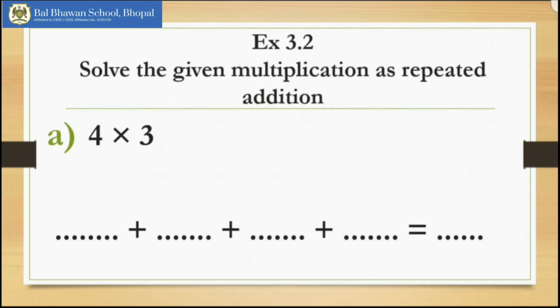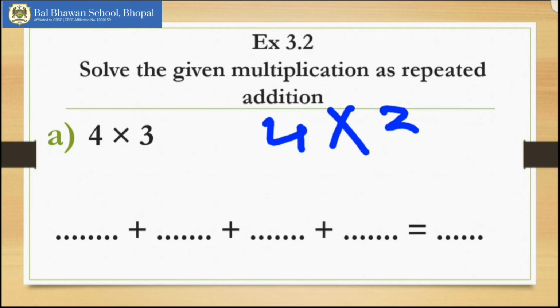Okay, children. Now, again, ma'am has taken one question. This is from exercise 3.2, and the question is, solve the given multiplication as repeated addition. So, children, here the multiplication is given, and we have to write this multiplication in repeated addition form. Okay, so it is 4 threes. So it means, children, how many groups are there? 4 groups.